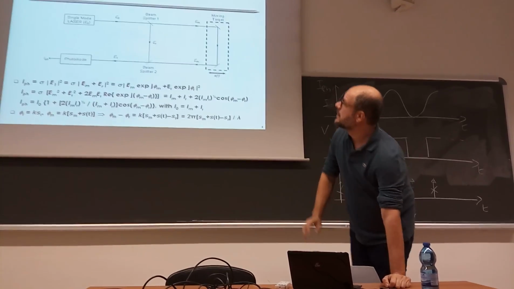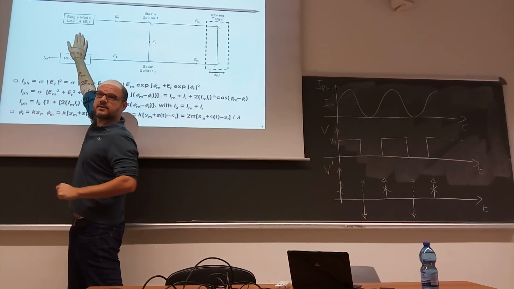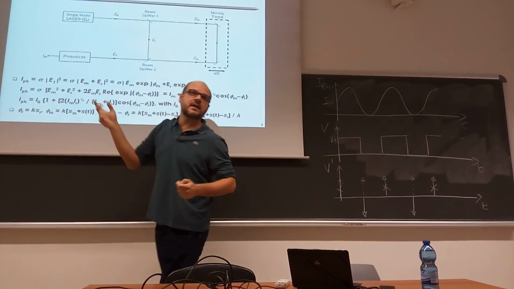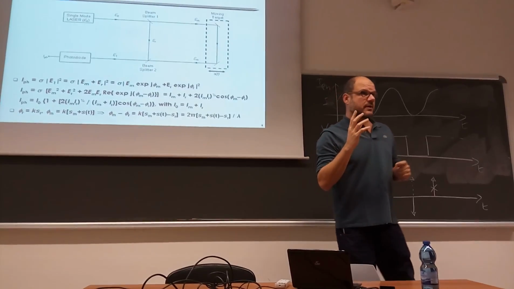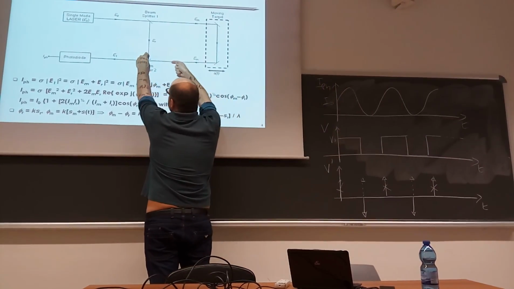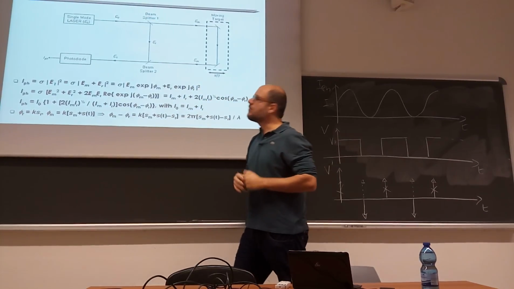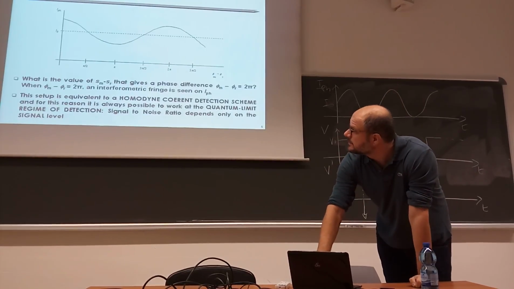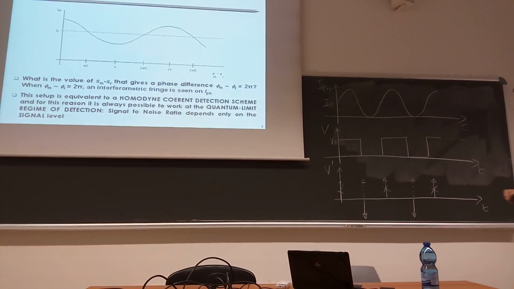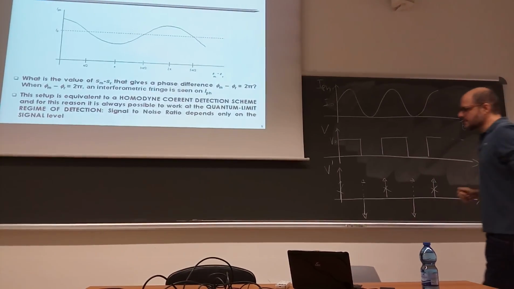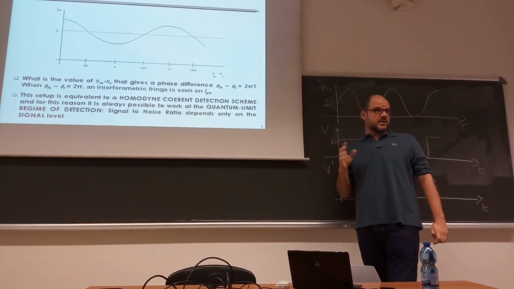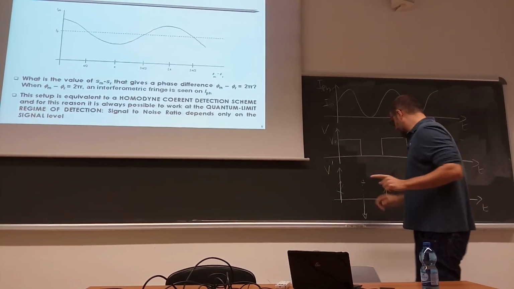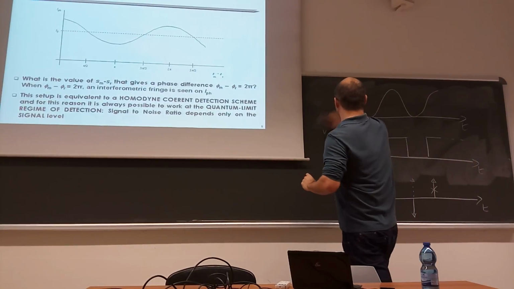Okay, good. There is also another very high quality feature of an interferometer because, as you have seen at the beginning, you start from a single mode laser, and then you have the recombination of the two parts of the field that come from the same optical frequency. So here you have a system that is equivalent to a homodyne detection scheme. And a homodyne coherent detection scheme has another very important feature: it is always possible to work at the quantum limit regime of detection. Now, do you know what is a quantum limit regime of detection? No? So we will review this.